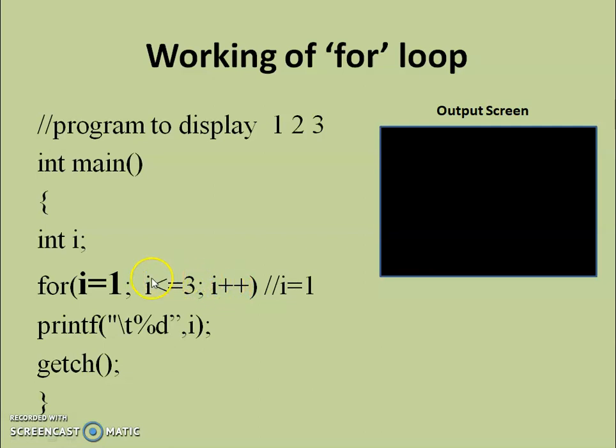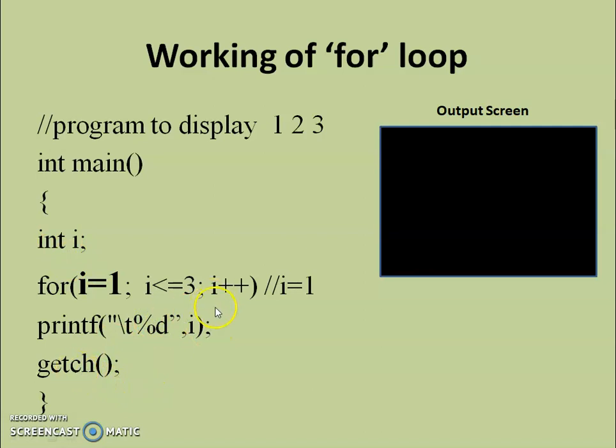And if the condition is true, it will go inside the loop and display the value. \t is there to give space between the values. It is called a tab. And %d with i will display the value of i. We have used %d because i is an integer.